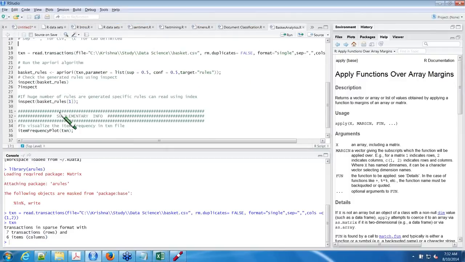So now I'm going to apply the Apriori model. The input is going to be the transactions, and I'm going to have parameters called support and confidence, and the target is going to be rules. So what is the support and confidence?